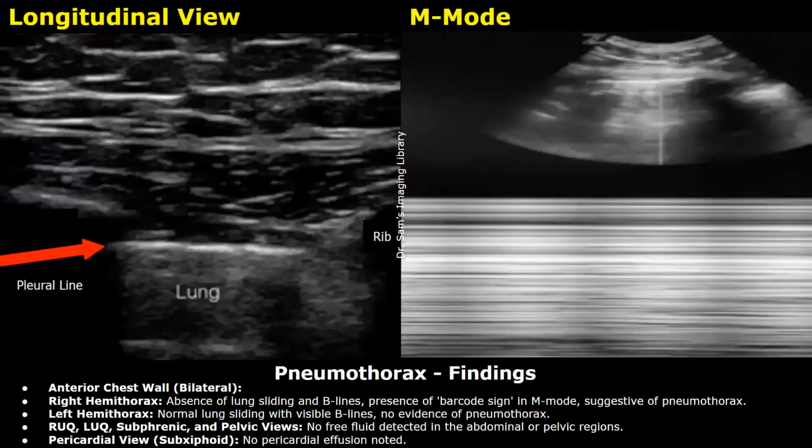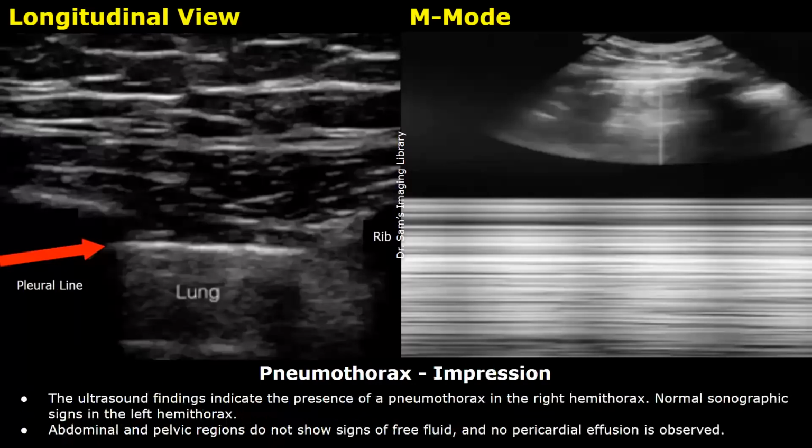These are the findings: anterior chest wall, bilateral, right hemithorax, absence of lung sliding and B lines, presence of barcode sign in M mode, suggestive of pneumothorax. The barcode sign is seen in M mode in pneumothorax. Left hemithorax, normal lung sliding with visible B lines, no evidence of pneumothorax. Other views were all normal.